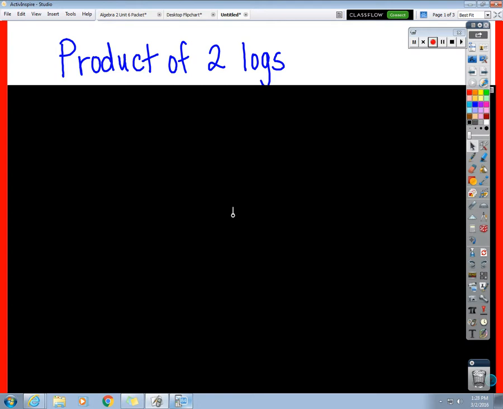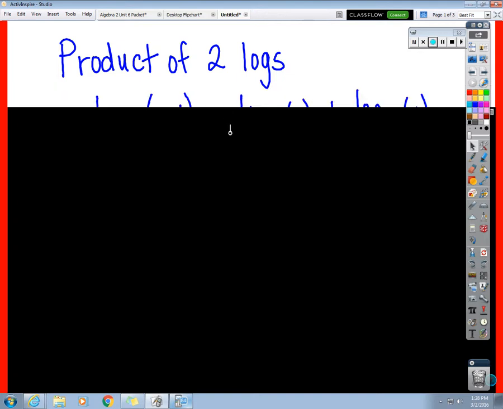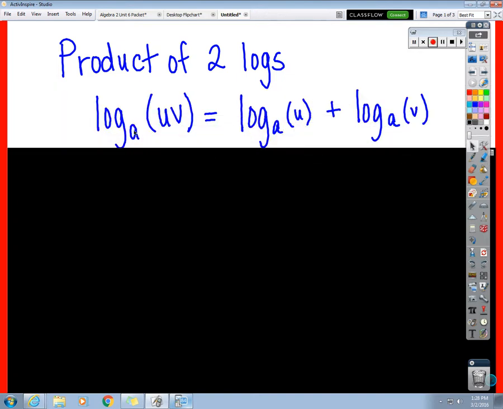Three total things. Say that you have something like log base a of u times v. Isn't u times v a product? Today you're going to learn how to write it in expanded form. What's on the right is the expanded form of what's on the left. This is called a single logarithm. This is the expanded form of it. So write it down and then I'll talk more about it. You can use any letter.